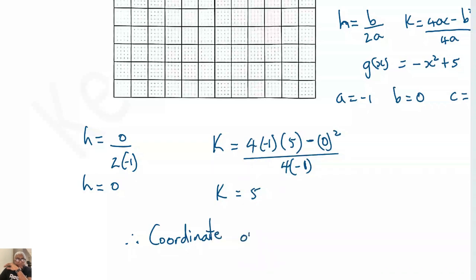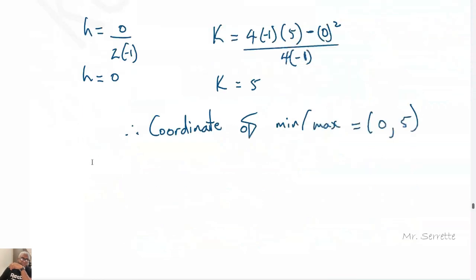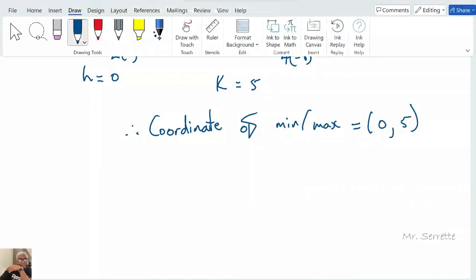So therefore, the coordinates of my min or max point is equal to negative h, k. There's no such thing as negative 0, so it'll be 0, 5. Now there's a point to note.